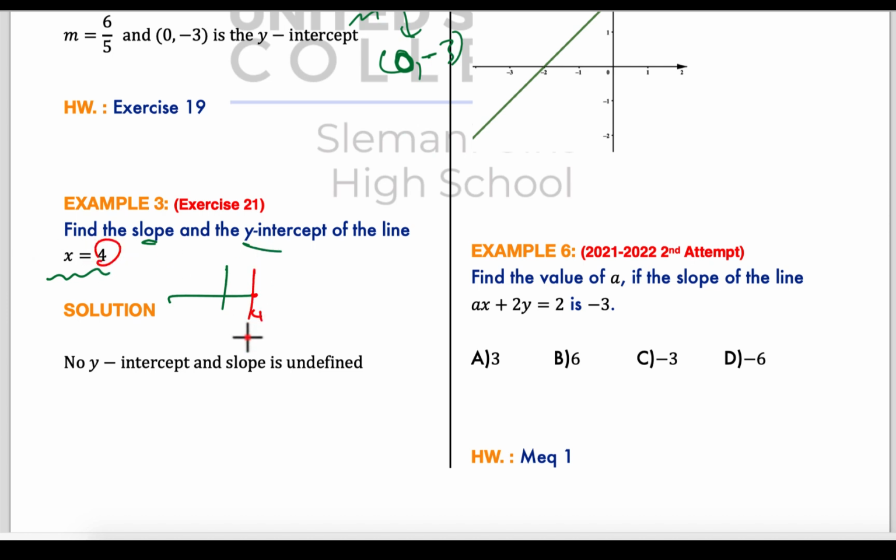So what kind of line? It's a vertical line. So what can you say about the slope of a vertical line? It has an undefined slope. What can you say about its y-intercept? It doesn't touch the y-axis. It doesn't have a common point with y, and there is no y in the equation, so there is no y-intercept. It's very simple, no solving required.